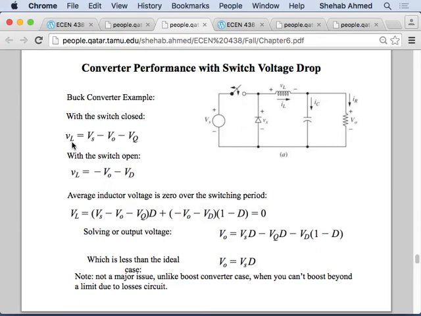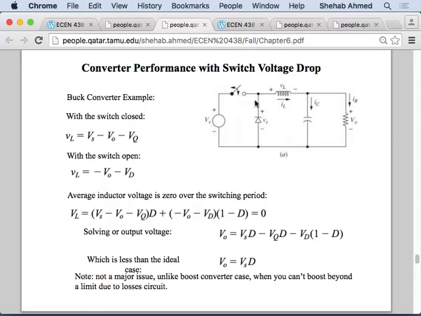So the voltage on the inductor when the switch is closed, the diode is open. If the diode is open, then the voltage across the inductor should be what? Supply voltage minus the output voltage, right? Without considering a switch drop. But if you consider the switch voltage drop, it's the supply voltage minus the output voltage minus the switch voltage drop, right? So that's the only difference to the voltage across the inductor when the switch is closed. When the switch is open, the diode is shorted, right?